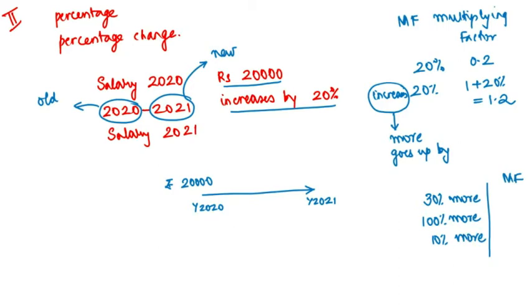30% more. So more is being used. So it is 1 plus 30%. What is 1 plus 30%? 1.3. 100% more, 1 plus 100%, therefore it is 2. 10% more, 1 plus 10%, therefore it is 1.1. So answer should have been 1.3, 2 and 1.1. Alright.